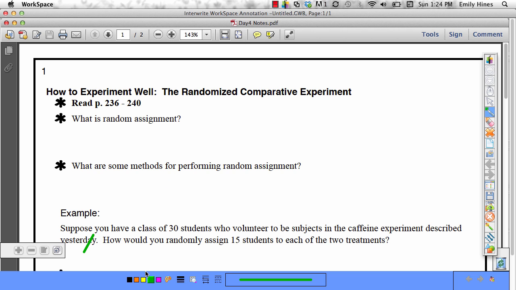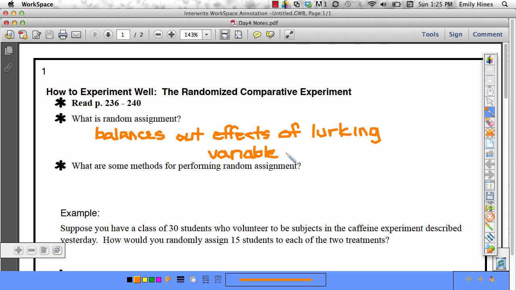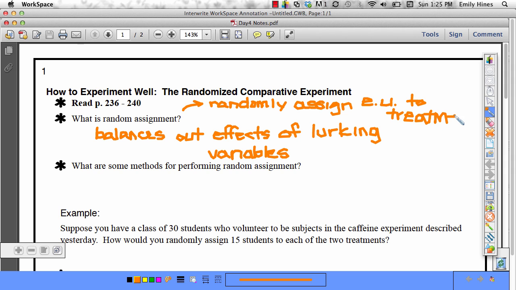So in order to have any cause and effect, you have to be able to say that things were randomly assigned. So what random assignment does is it balances out the effects of lurking variables. It is randomly assigning the experimental units to the treatments. And the idea is that if I use random assignment, I can say that, well, yes, maybe I have an extreme case in one group, but I'm likely to have the same kind of extreme case in another group as well, so that it balances out when I compare the two.